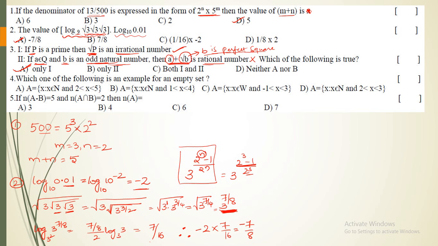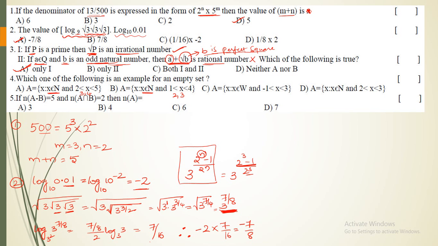Next, moving on to question number 4. Which of the following is an example of an empty set? An empty set means it should not contain any element. Here in set A, x belongs to natural numbers and 2 is less than x less than 5. Between 2 and 5 we have 3 and 4 as natural numbers. The same way here, x belongs to natural numbers, between 1 and 4, we have 2 and 3.